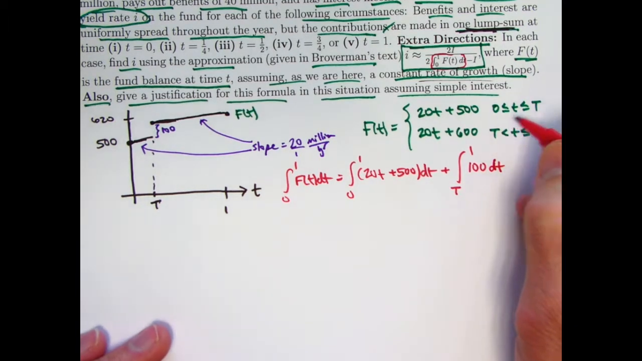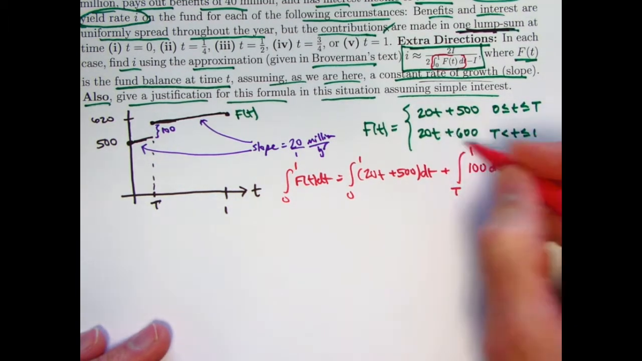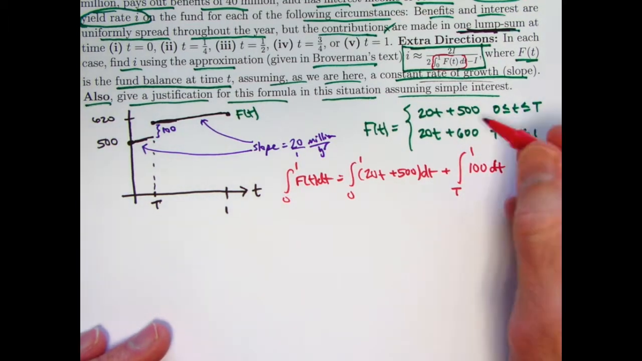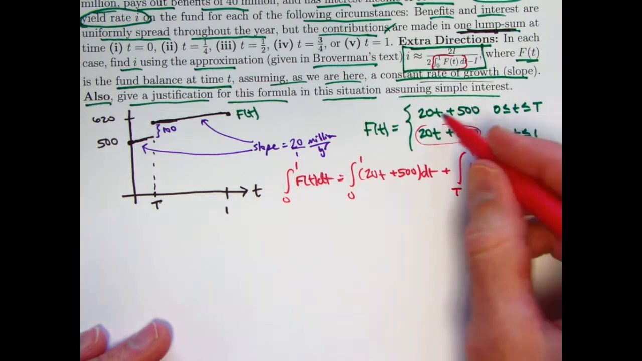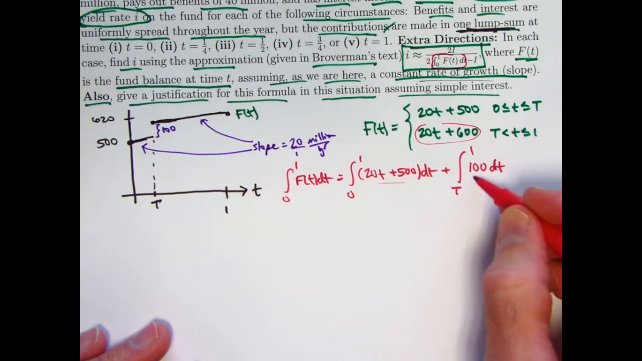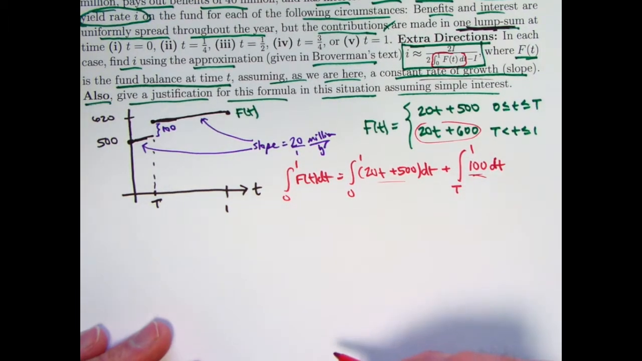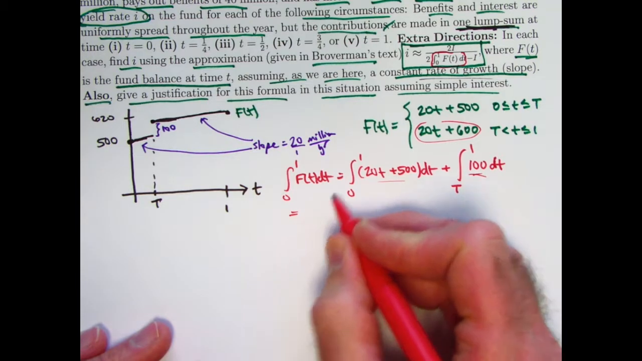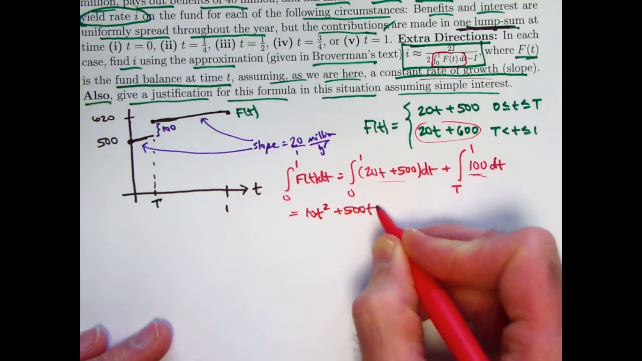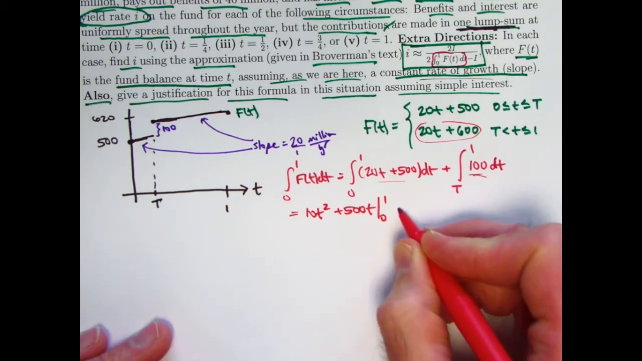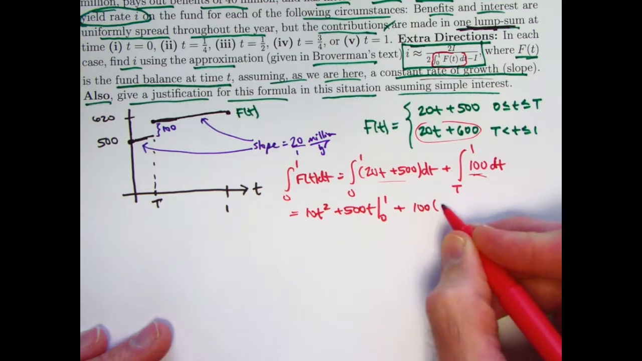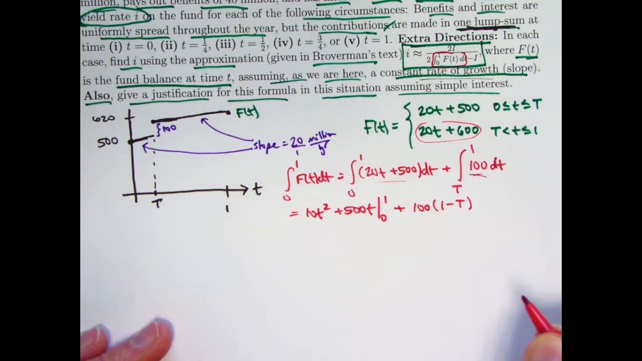I could have integrated from 0 to capital T, this thing, then added the integral of this thing from capital T to 1. However, these formulas are almost the same. I could think of this one as this formula plus 100, so I could really integrate the original formula from 0 to 1 and then the extra from capital T to 1. So when we do the integral, we'll get 10t squared plus 500t going from 0 to 1. And then this one we're integrating a constant. That's going to be the constant times the length of the interval, 100 times 1 minus capital T.